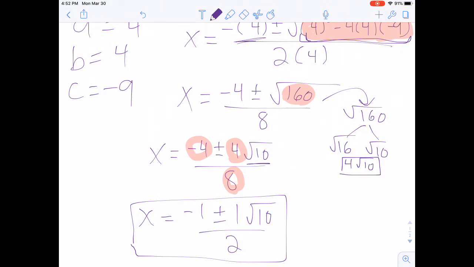If you did have to round it to the nearest hundredth or tenth, you would plug the square root of 10 into your calculator and simplify like we did before.